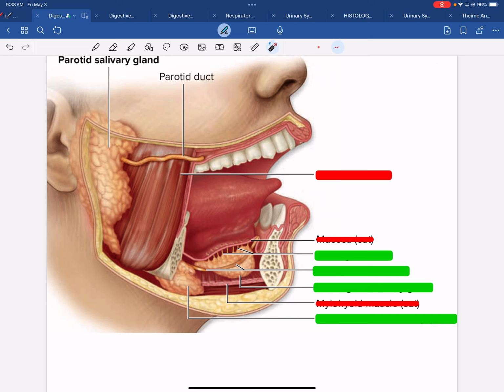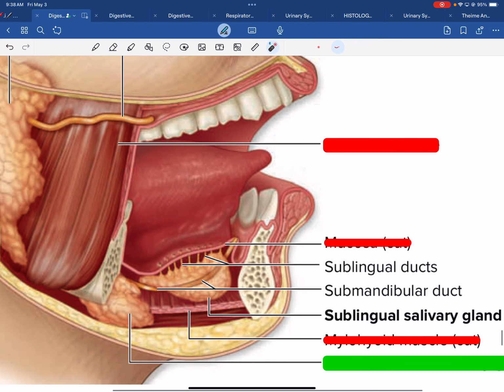Parotid duct. Which gland? Sublingual. Oh, it should be. And then these. Good, the sublingual ducts. What is this one? Good, the submandibular duct. Yeah, the submandibular duct pierces the sublingual gland and then runs medial to it.